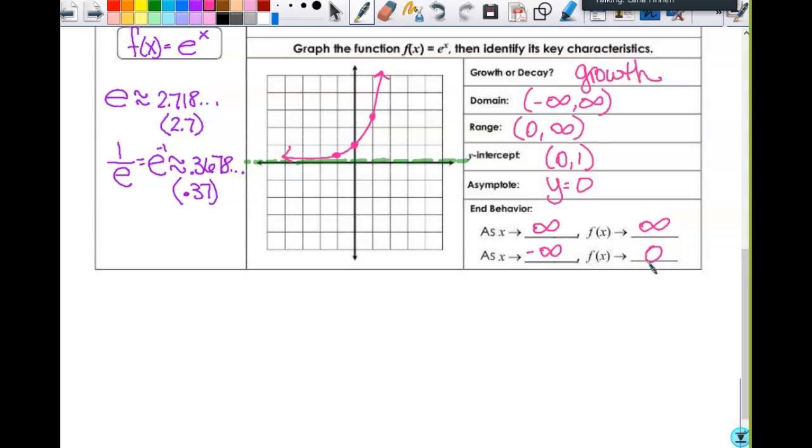What questions do we have? Anything? All right. So let's talk about some transformations.